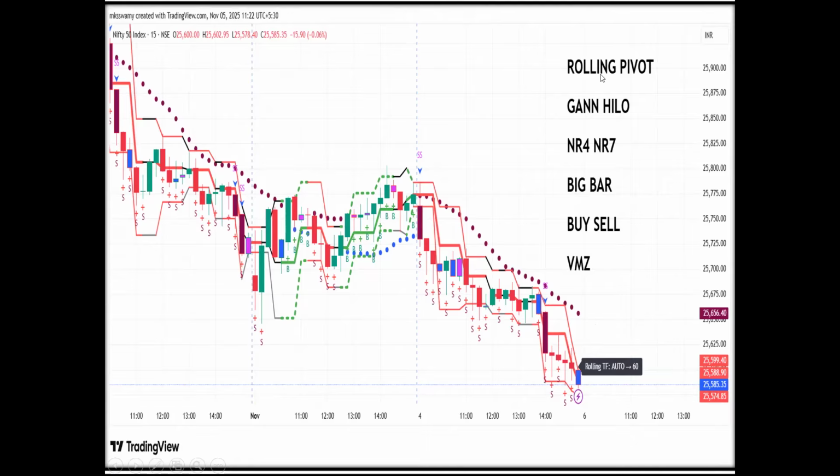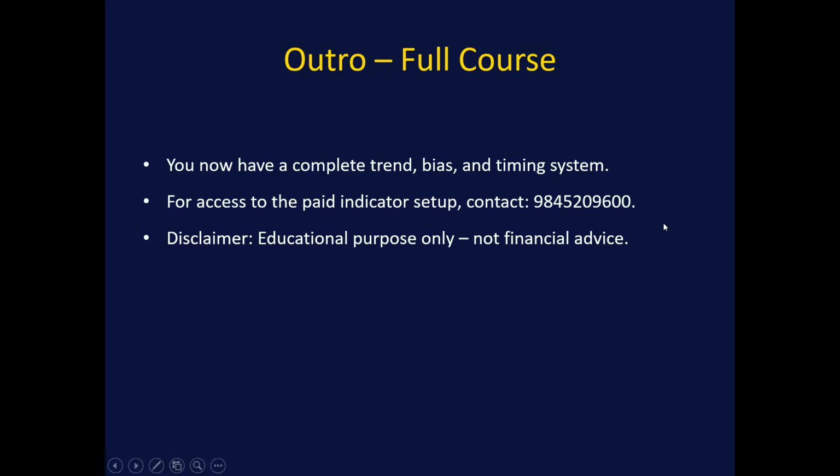You can see rolling pivot, Gann HiLo, NR4, NR7, big bar alert, buy sell alert, vertical marker zones. Everything has been included in this indicator. So now you have a complete trend, bias, and timing system.